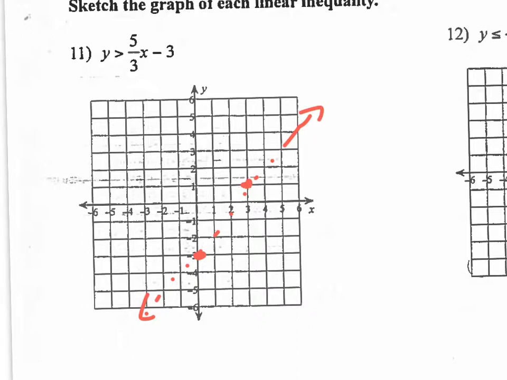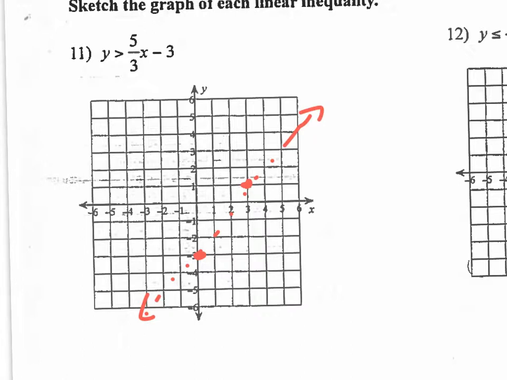So I need to shade either above or below the line. Well, there's two different ways to do this. The first way that I taught you how to do it was to test a point. So we pick one point that's either above or below the line, and then see if that point works in the inequality. And if it works, we would shade that side. If it doesn't work, we'd shade the other side.